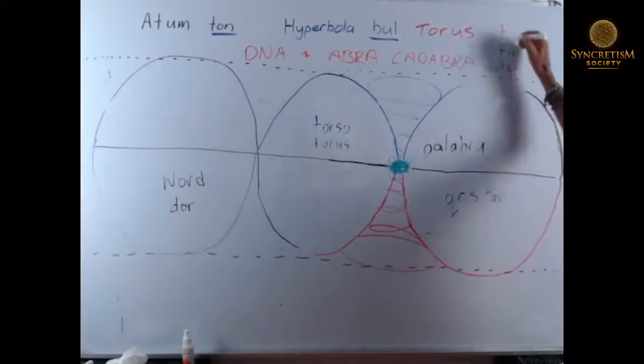So from top view, this is what you've got, folks. This is the Earth. This is the North Pole. This is the Arctic. This is the Tropic of Cancer. This is the equator. This is the Tropic of Capricorn. This is Antarctica.